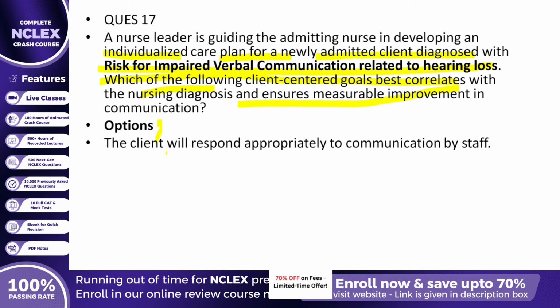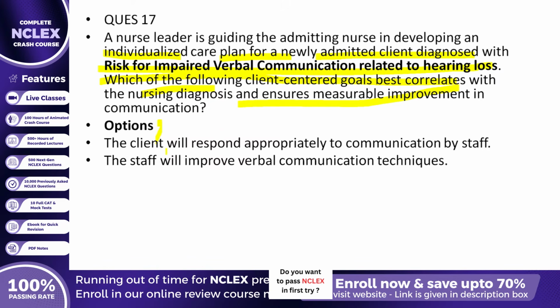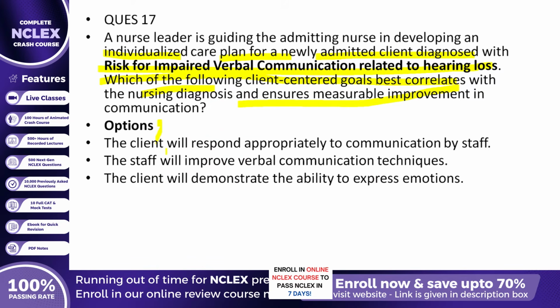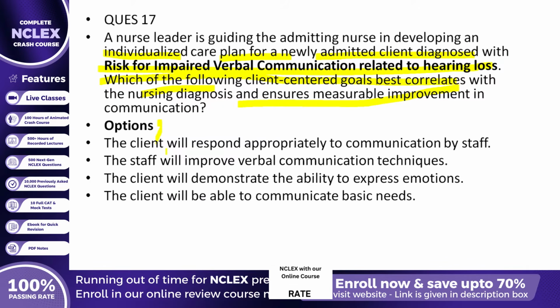First, the client will respond appropriately to communication by staff. Second, the staff will improve verbal communication techniques. Third, the client will demonstrate the ability to express emotions. And fourth, the client will be able to communicate basic needs. The correct answer is option 1. The client will respond appropriately to communication by staff.